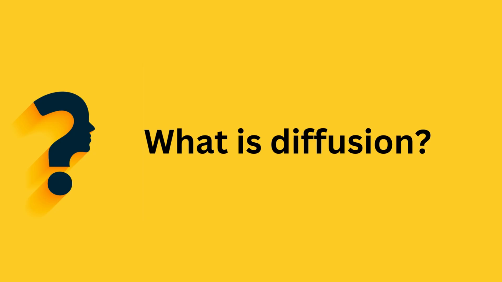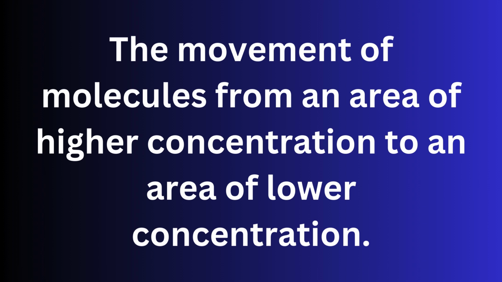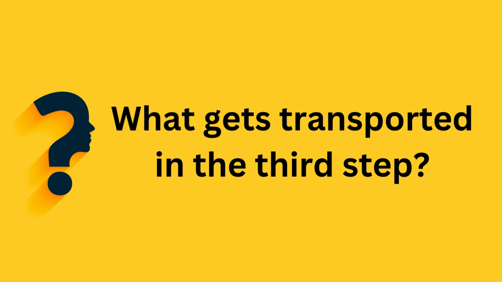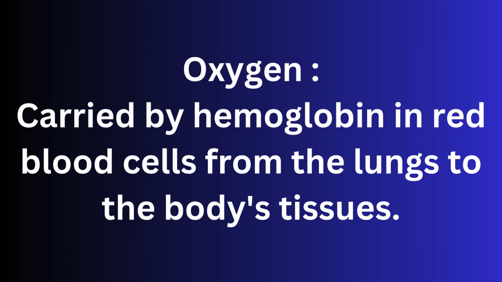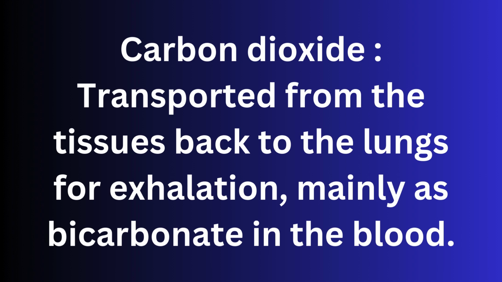What is diffusion? The movement of molecules from an area of higher concentration to an area of lower concentration. What gets transported in the third step? Oxygen is carried by hemoglobin in red blood cells from the lungs to the body's tissues. Carbon dioxide is transported from the tissues back to the lungs for exhalation, mainly as bicarbonate in the blood.